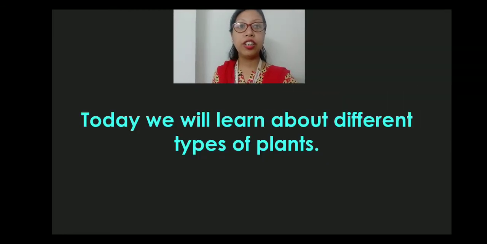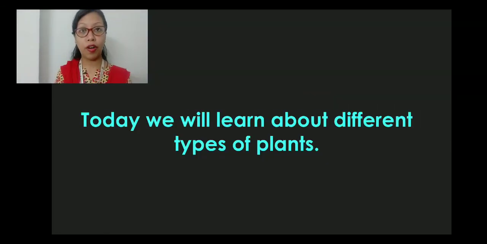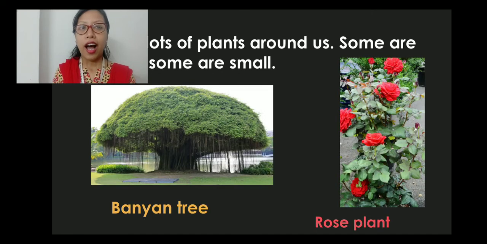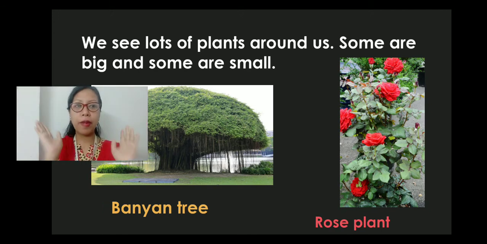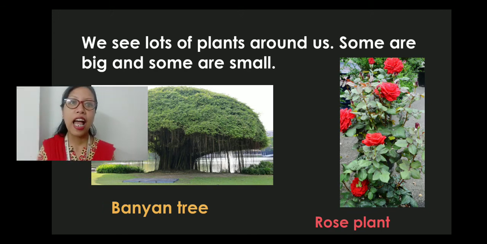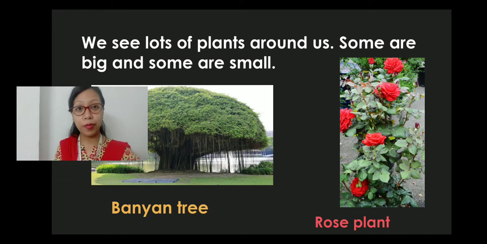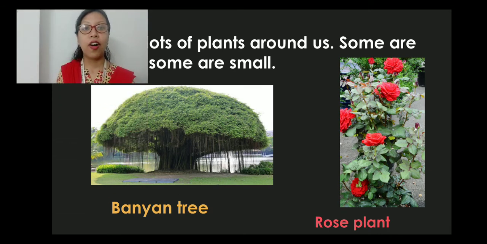Now today we will learn about different types of plants. After discussing the parts, we will be learning about different types of plants. We see a lot of plants around us, right? Whenever we go out of the house, we see lots of plants around us, and some are big while some are small. On your screen we have the banyan tree. It's a very huge one, right? It's a big banyan tree.